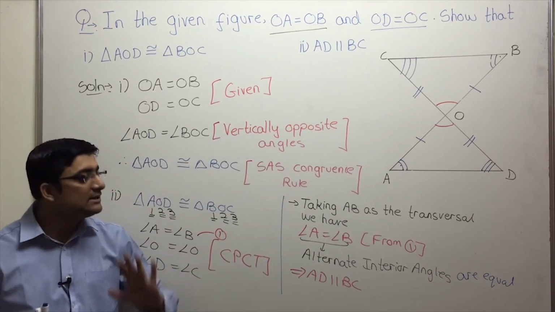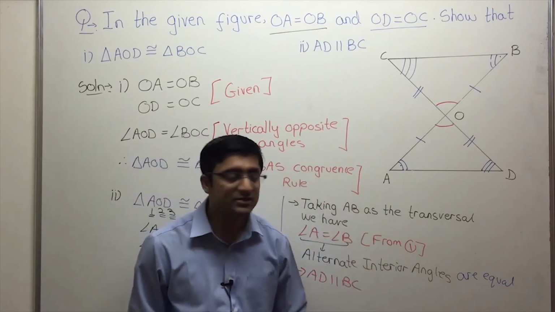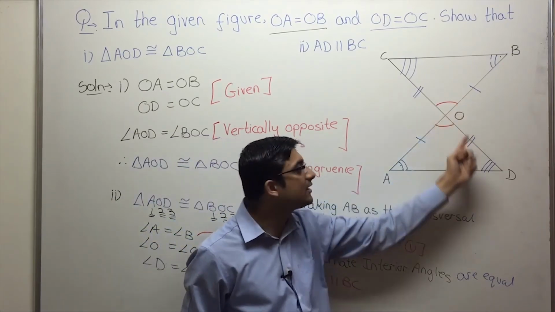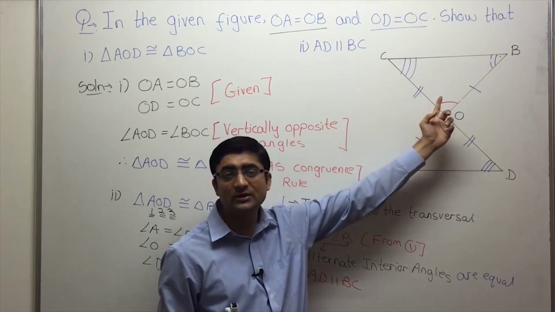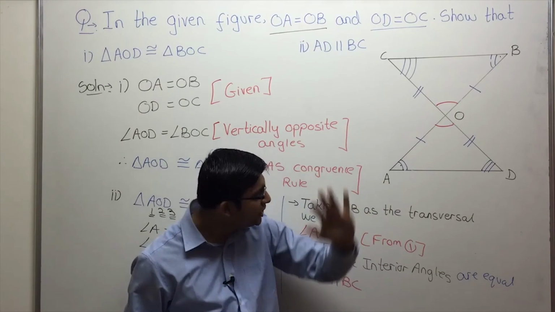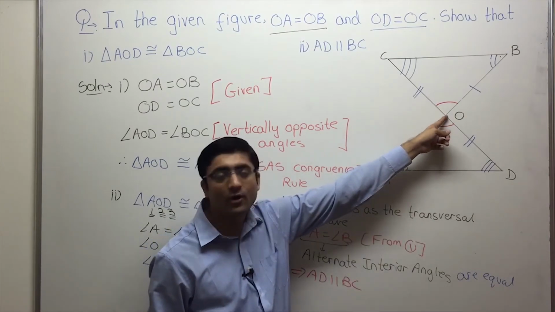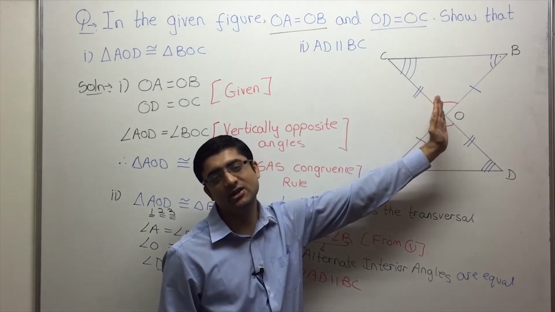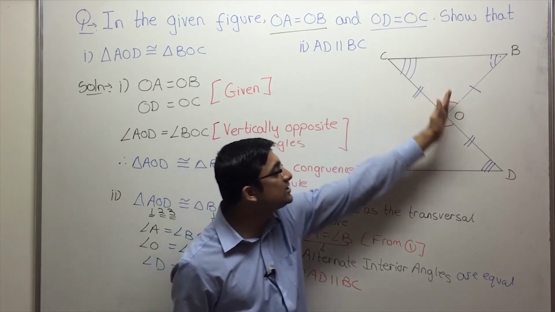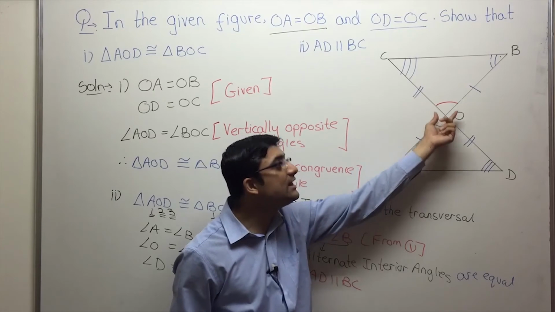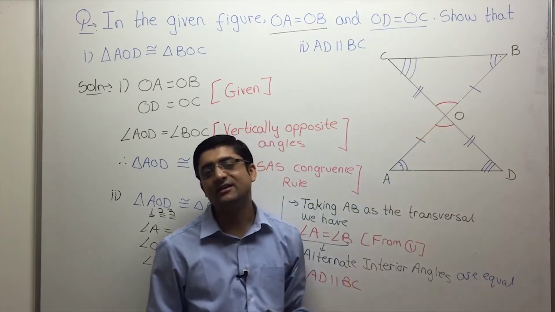So let me do a recap. See, the first step is always mark what is given to you. So OA is equal to OB, mark it. OD is equal to OC, mark it. Now begin. We want to show these two triangles are congruent. So we need minimum 3 corresponding parts. Look at your figure. The moment I see the point O, two lines intersecting, vertically opposite angles. So these two angles are equal. So in two triangles, two corresponding sides are equal and the included angle is also equal. So by SAS criteria, they're congruent.